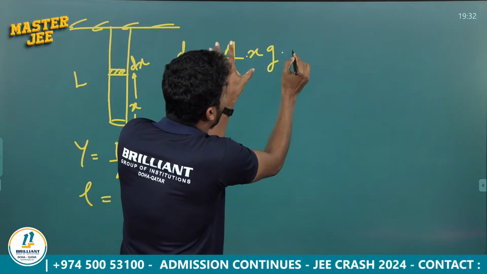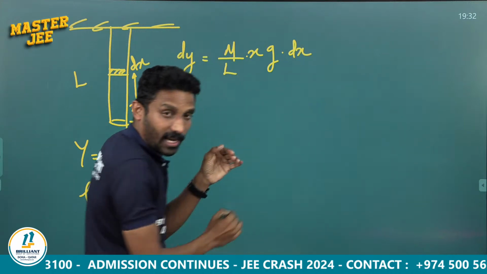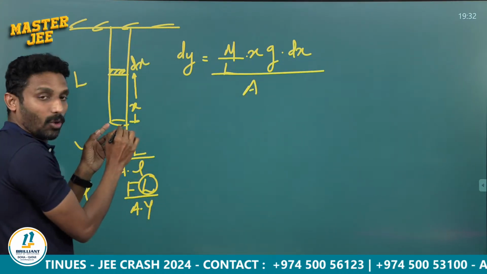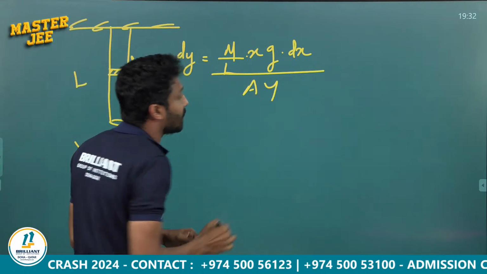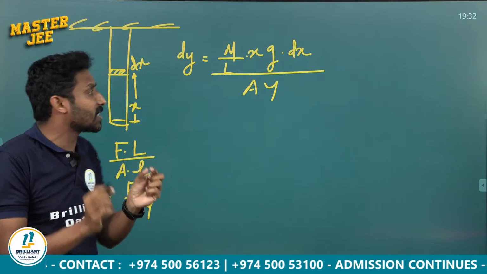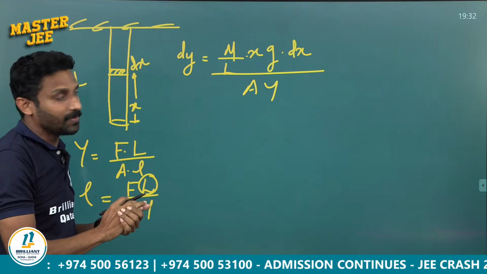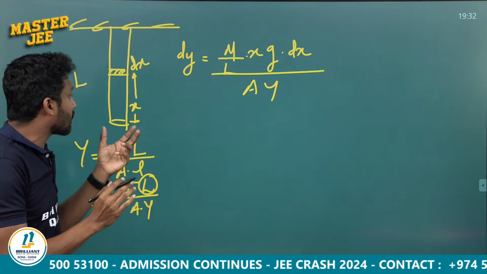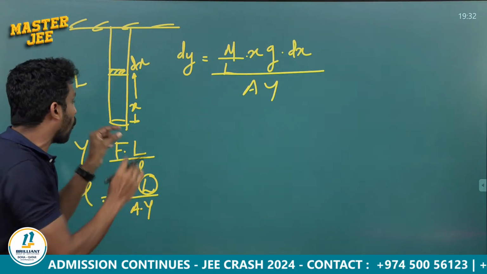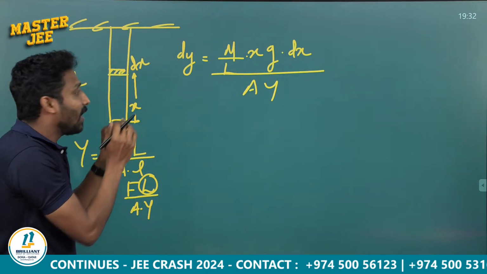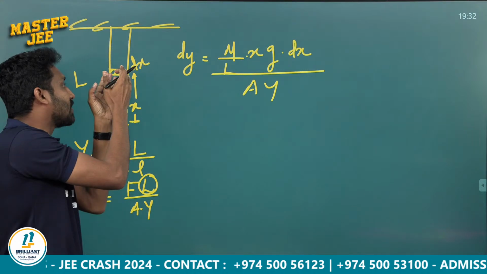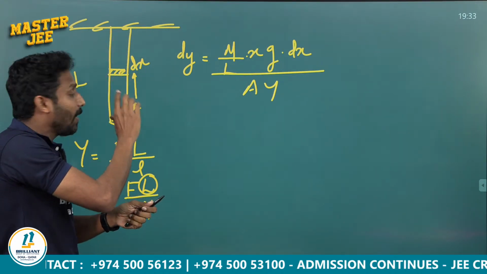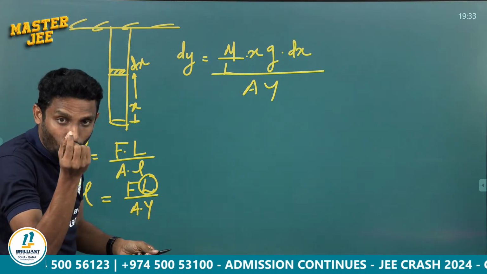So here the length of that wire is dx, divided by area of cross section of the wire into Young's modulus. This is a very small elongation happening in this dx segment. You understood? Then what will be the total elongation? For the total elongation, we have to integrate the elongations of all the small parts. This dy is the elongation of this dx part, and there are different dx parts.